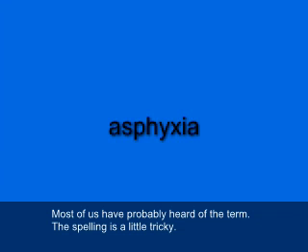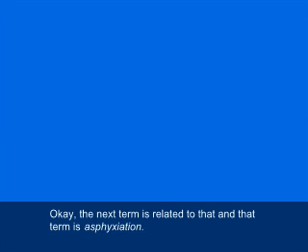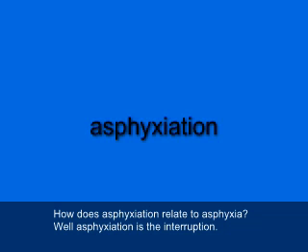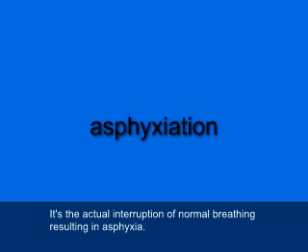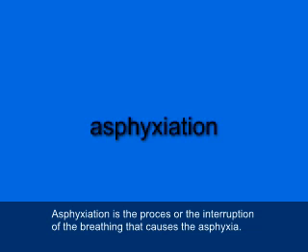A-S-P-H-Y-X-I-A. Most of us have probably heard of the term. The spelling is a little tricky. Asphyxia. Condition in which the body cannot get the air it needs to function. Okay, the next term is related to that, and that's asphyxiation, A-S-P-H-Y-X-I-A-T-I-O-N. How does asphyxiation relate to asphyxia? Well, asphyxiation is the actual interruption of normal breathing resulting in asphyxia. So asphyxia is the condition of not getting enough air. Asphyxiation is the process or the interruption of breathing that causes the asphyxia.